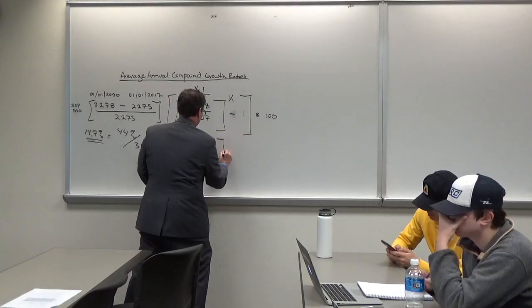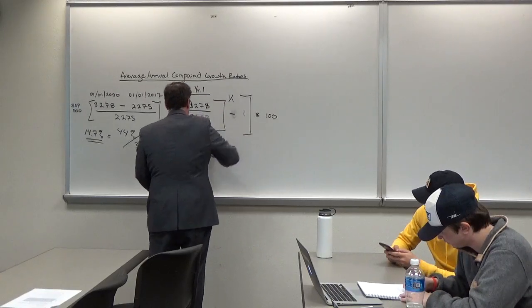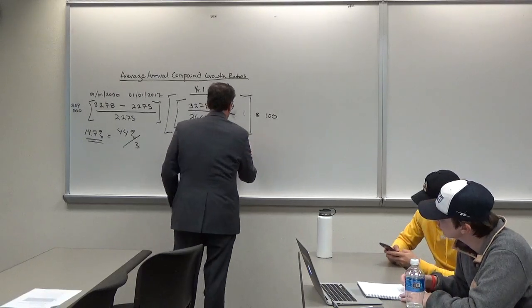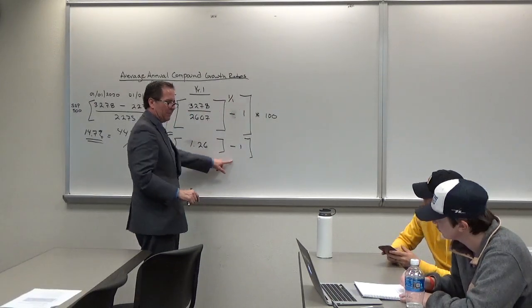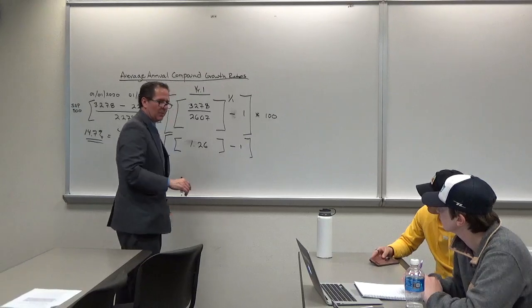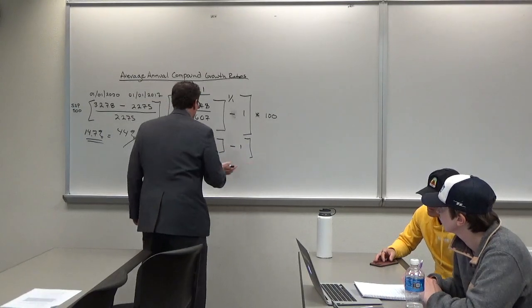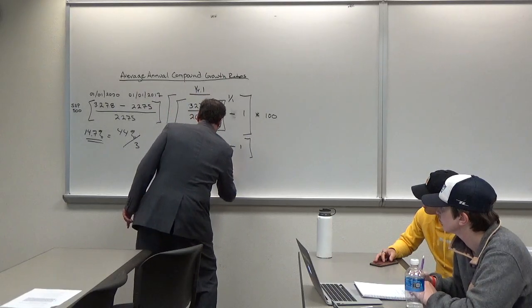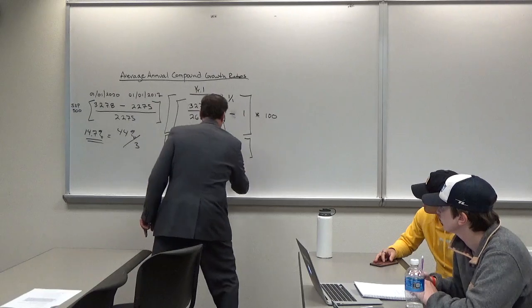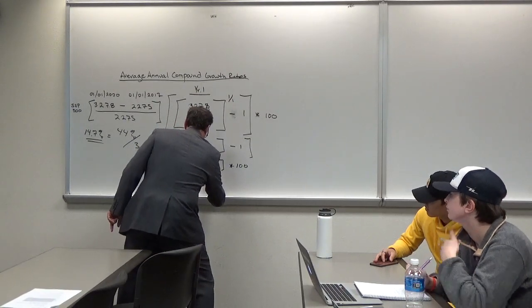I'm going to build on this equation. 1.257. Yeah, so it's 1.26. Just round it. Minus 1. So what's 1.26 minus 1? You guys got to watch this stuff, unless you already know this. 0.26. Got it. Times 100 equals what? 26%.